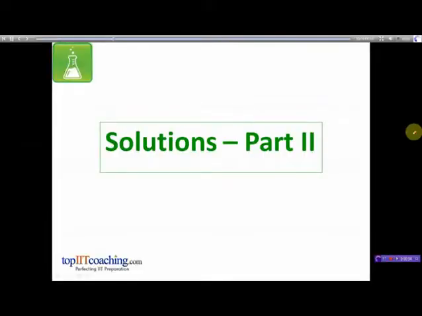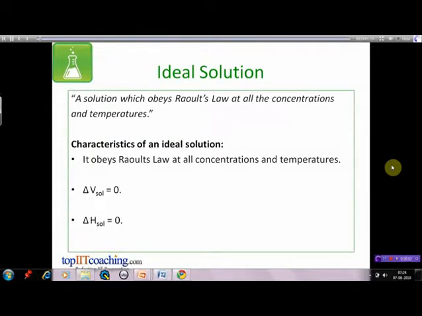Hello students, we'll continue with our discussion on solutions in this chapter as well, which is solutions part 2. Let's start with ideal solution.